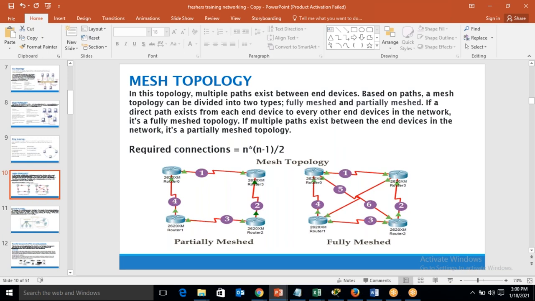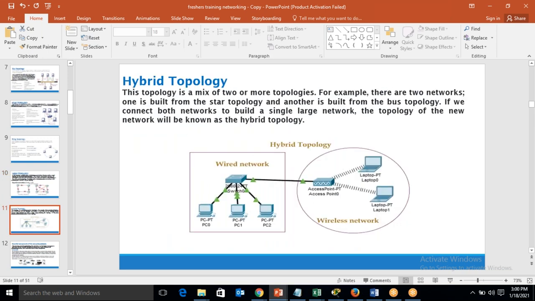So now the last type of topology that we are seeing here is a mixture of two or more topologies, that is the hybrid topology. As the name suggests, it's a hybrid, where in a network there is a combination of two or more topologies. For example, there are two networks, one built from the star topology and another built from the bus topology. If we connect both the networks to build a single large network, the topology of the new network will be known as the hybrid topology. Is it clear for you, Hitesh?